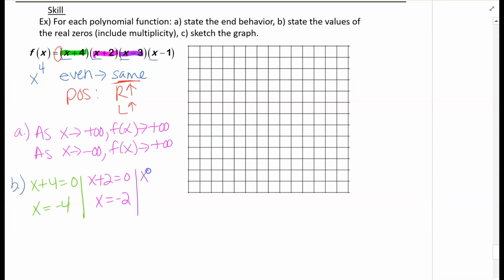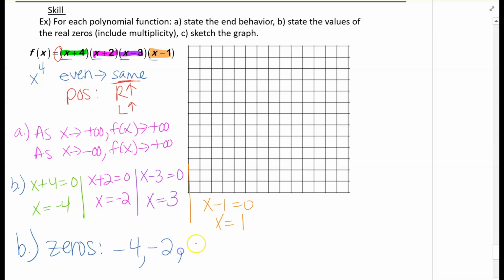Okay, then I got x minus 3 equals 0, which tells me x equals positive 3. And then for my last one, I have x minus 1 equals 0, so my x is going to be a positive 1. So for my zeros in this example, I don't know if your teachers want you to do it in least to greatest, but just in case, this is going to be negative 4, negative 2, 1, and then 3. Okay, so go ahead and pause the video and practice graphing this example, and then I'll show you the solution.